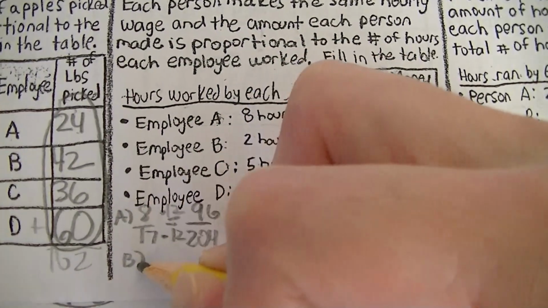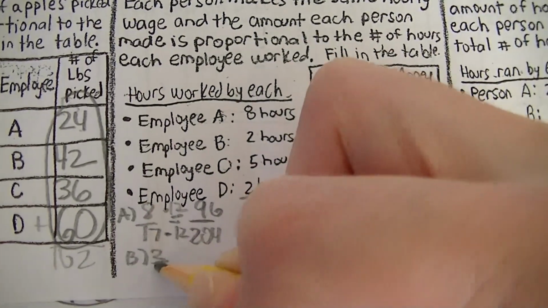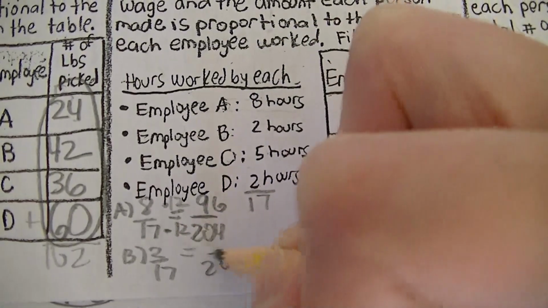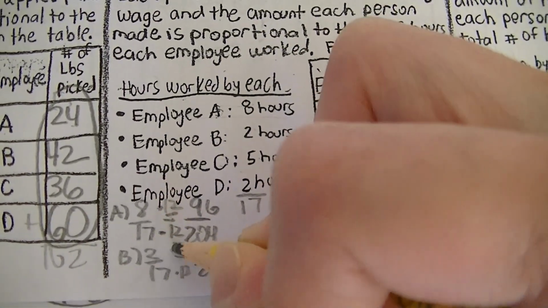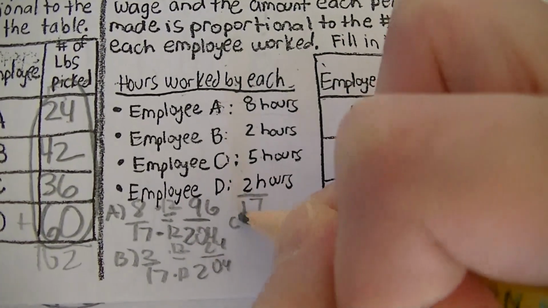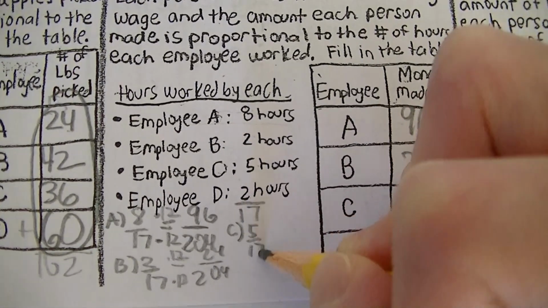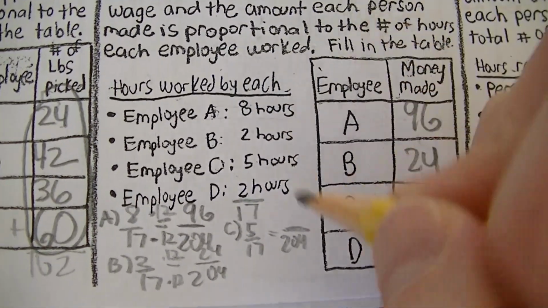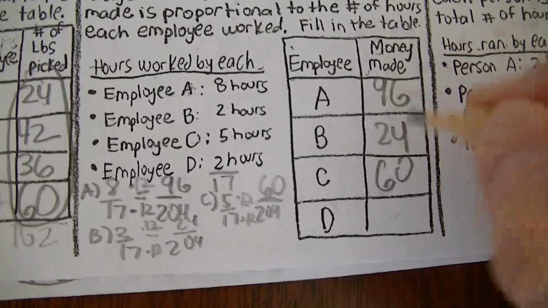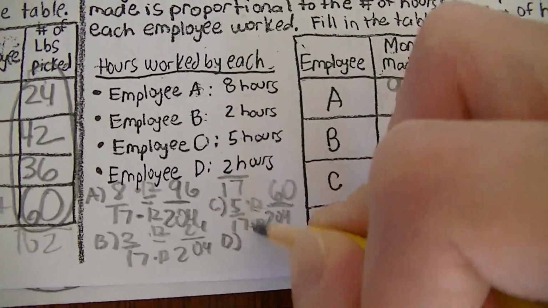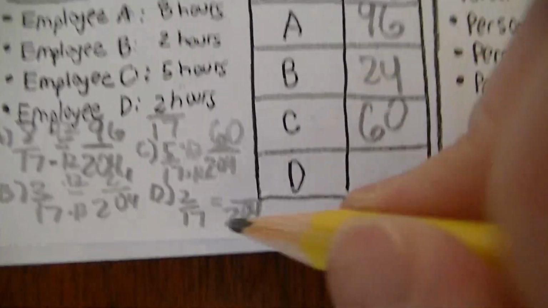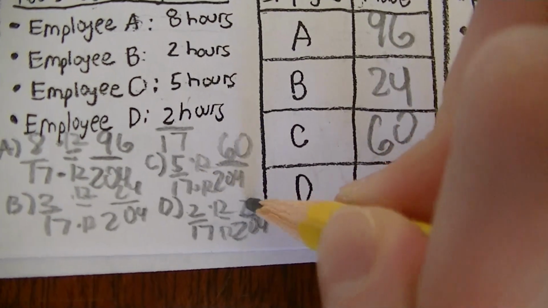Employee B worked 2 hours of the 17 total, and then there were $204 made total. And we got to multiply by 12. 2 times 12 is 24. So employee B made $24. Employee C worked 5 hours of that 17 total. $204 were made total by everybody. So times 12, this person made $60. And person D worked 2 out of the 17 total hours. And times 12, that's 24.